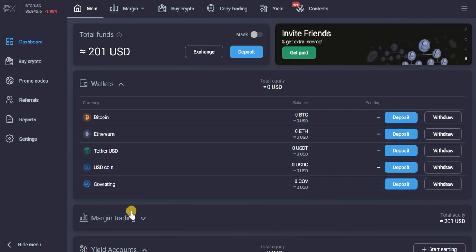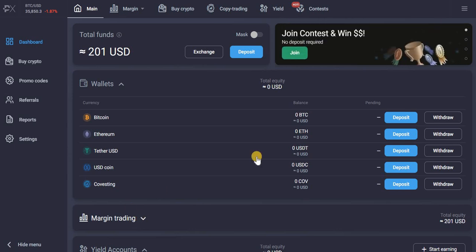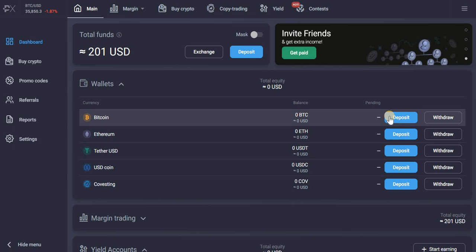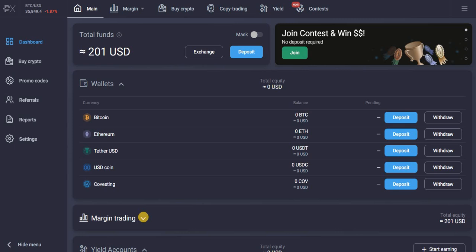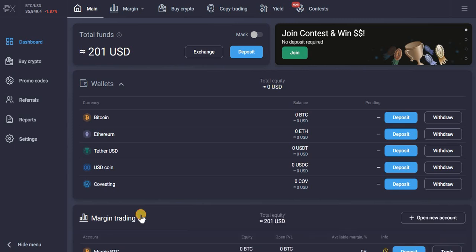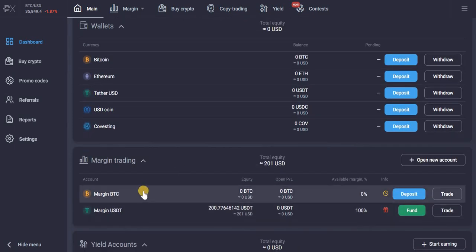The next section over here is the margin trading. Once you've made your deposit and you want to start trading, you would have to transfer your funds from your wallet to your margin trading account. If you click on this margin trading, this is what you are going to use to place your trades. As you can see right now, I have transferred some funds in my margin trading account. You can also create a new account right here.